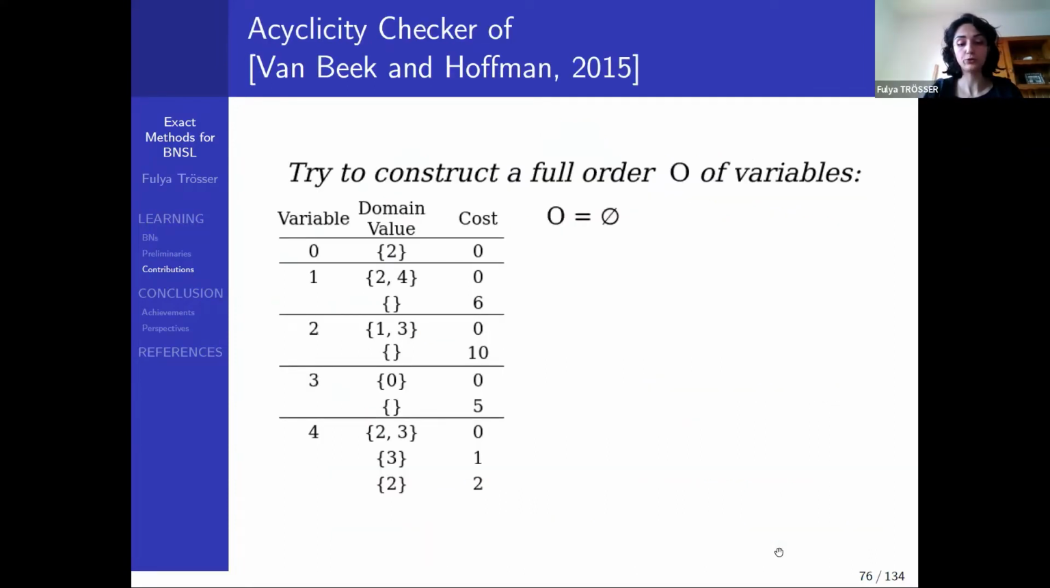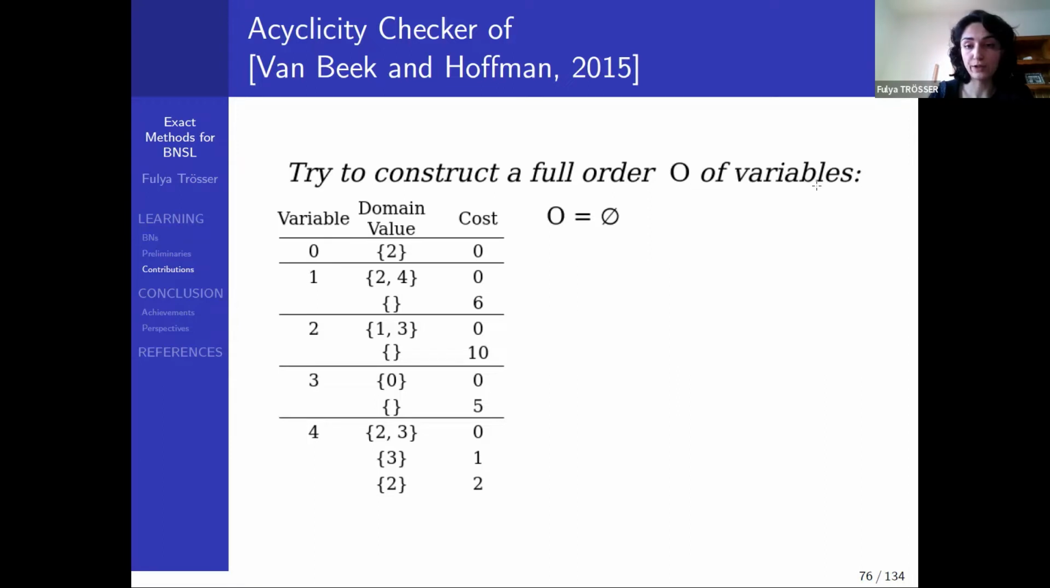So most of our algorithms use the acyclicity checker developed by Van Beek and Hoffman for their CP-Bayes solver. This acyclicity checker does not carry out any domain value removals, but it simply looks at the current domains of the parent set variables in order to check if one can construct at least one complete solution that is acyclic. And for that, they try to construct a complete ordering of the variables.